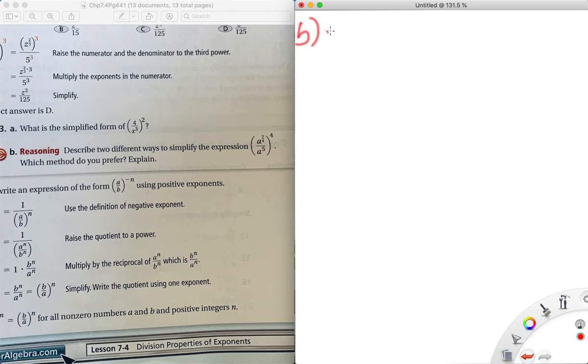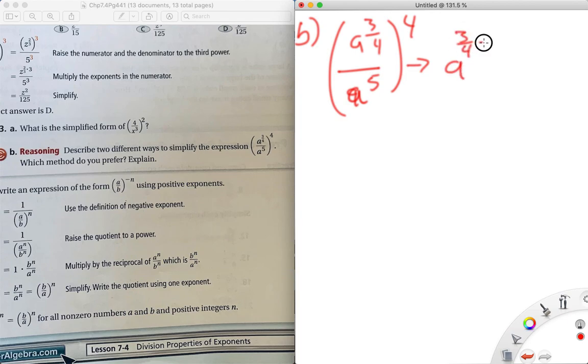And this is actually the method that I would do it in my brain. A to the 3/4 over a to the 5th, and it's being raised to the 4th power. So since both of the variables are a and they're being divided, I can actually subtract what's in the parentheses first and then multiply it by 4 on the outside. So it's the same thing as saying a to the 3/4 minus 5 over 1, to the 4th power. Because I'm dividing and they're the same base, I subtract their exponents.